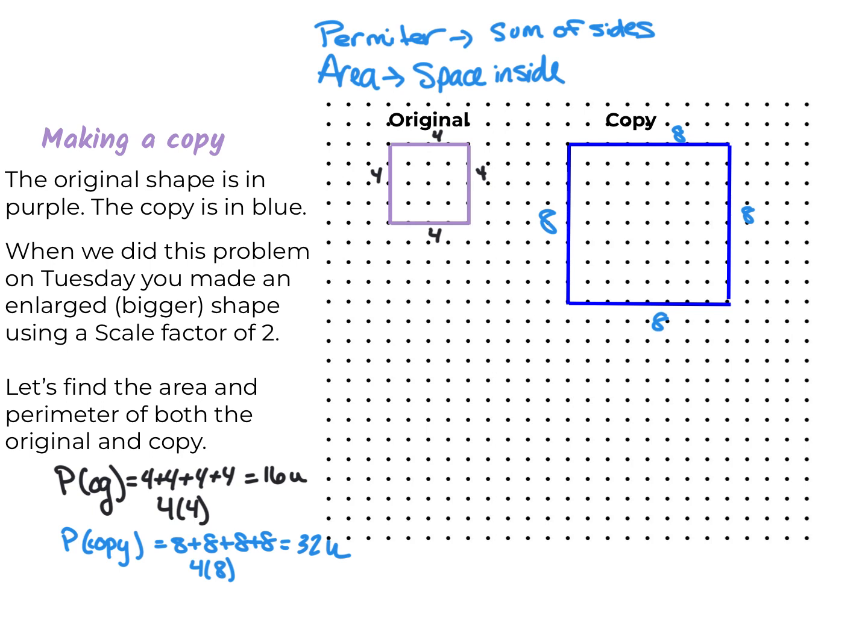Now, what we want to think about doing is, I'm going to do this. If we go ahead and we do this and make little boxes, and we count up the boxes, we have 1, 2, 3, 4, 5, 6, 7, 8, 9, 10, 11, 12, 13, 14, 15, 16 boxes inside. So the area of the original is equal to 16 units. It's the same, and it's units squared.